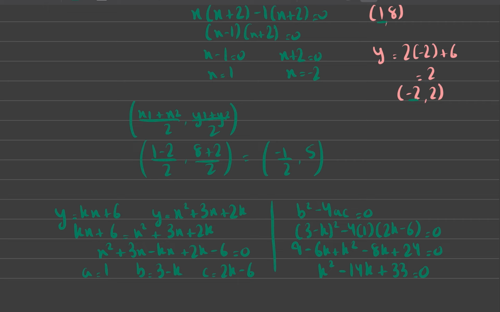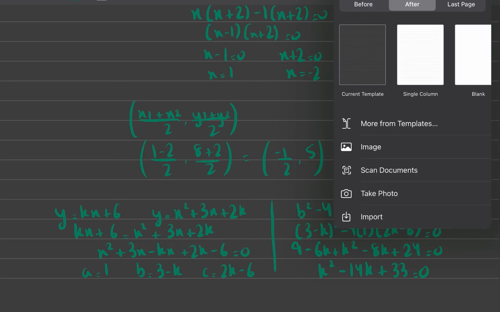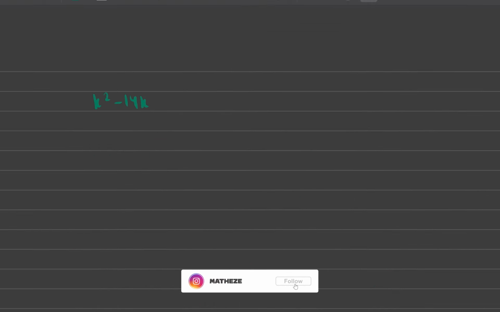11 and 3. So I'm going to use that on the new page. So k square minus 14k plus 33 is equal to 0. K square minus 11k minus 3k plus 33 is equal to 0. Take k common, k minus 11. Take minus 3 common, k minus 11. So what's k, बच्चों? It's going to be k is equal to 3 and k is equal to 11. Do you get this?